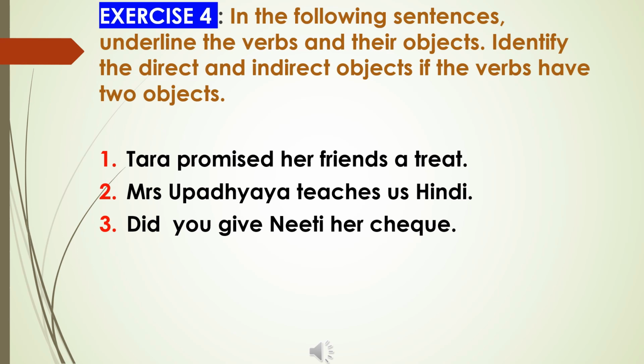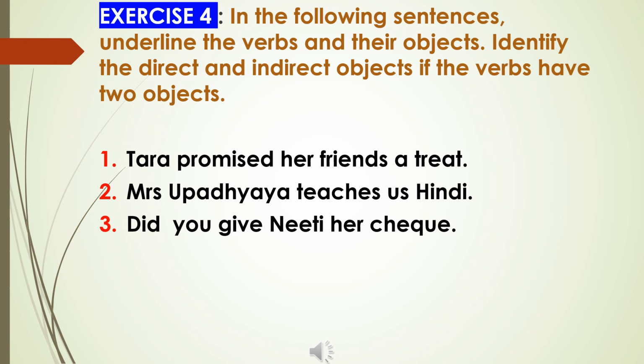Very often, we require two objects with a transitive verb, direct object and indirect object. Usually, the answer to the question what is the direct object and whom is the indirect object. Another easy way to understand this is usually direct objects are things and indirect objects are persons. So in this exercise, first we have to identify the verbs and their objects. If there are two objects, we need to classify them as direct object and indirect object.